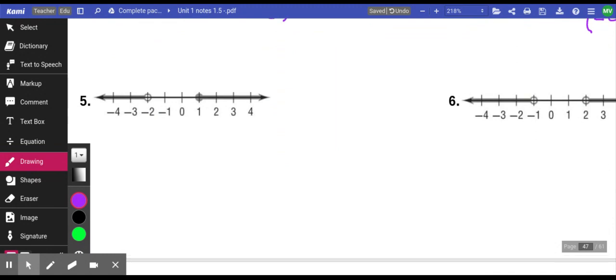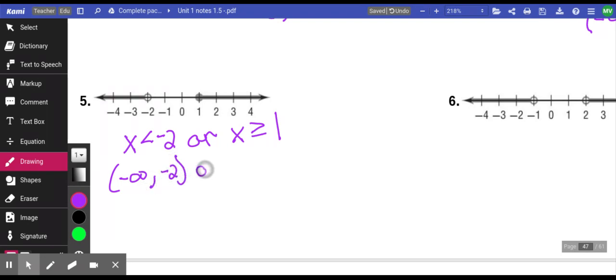Now, number 5 and 6, here we go. It says that x is less than -2 or x is greater than or equal to 1. So when we're writing that in interval notation, we would do it as two different intervals. So we would say parenthesis, negative infinity, comma, -2, parenthesis, or bracket 1, comma, infinity, parenthesis, because infinity always gets a parenthesis. So we still include the word or.